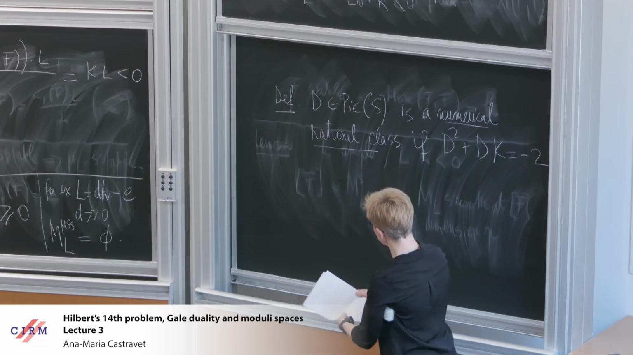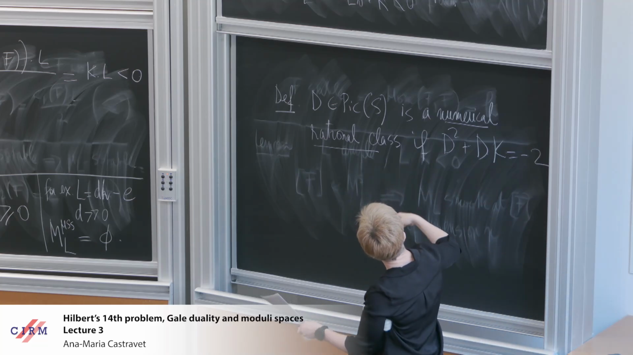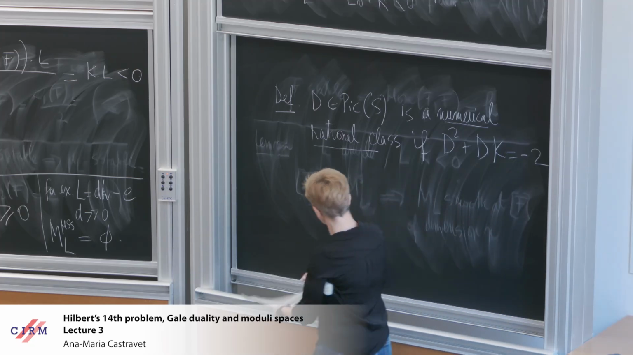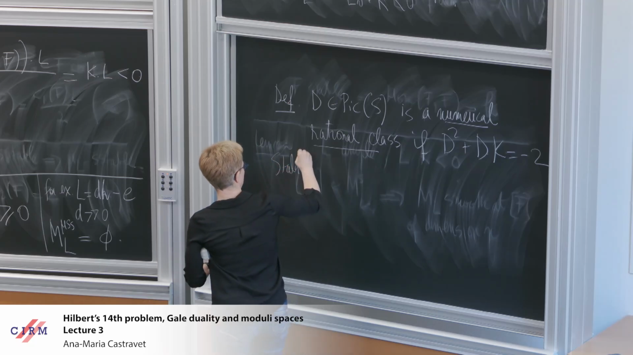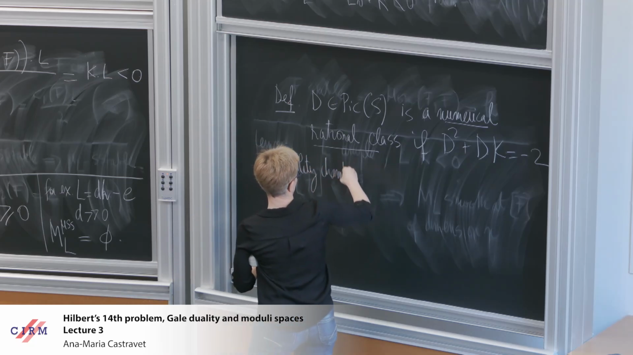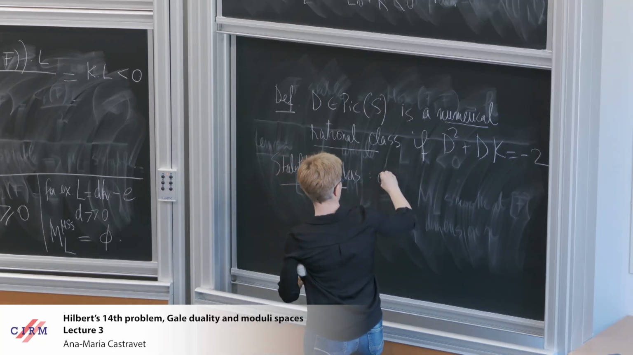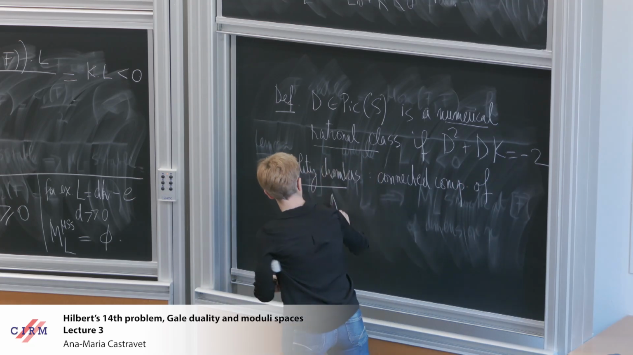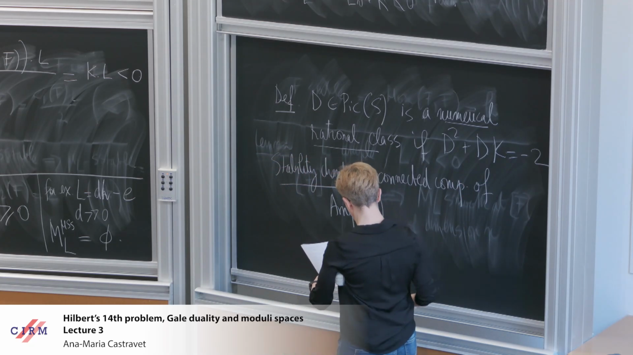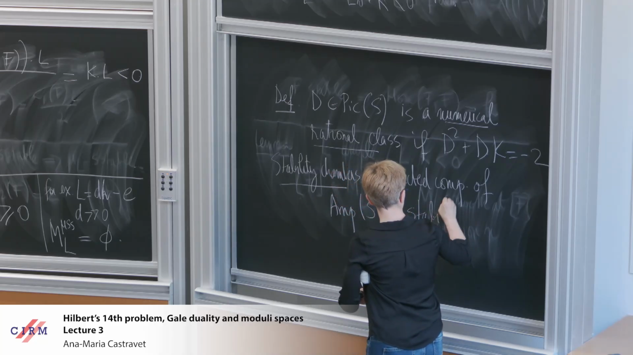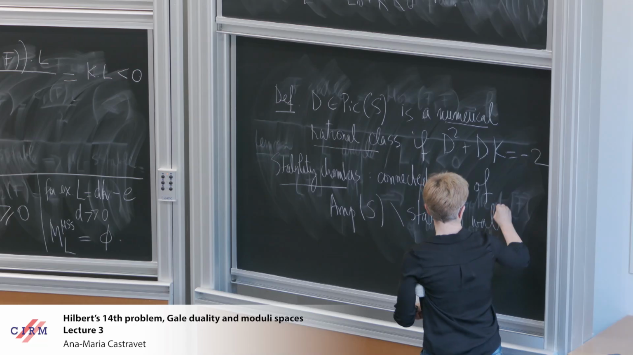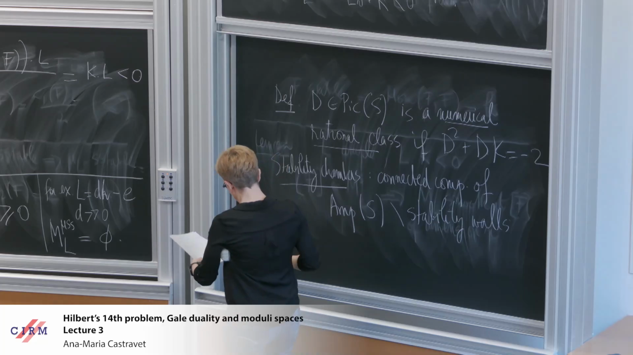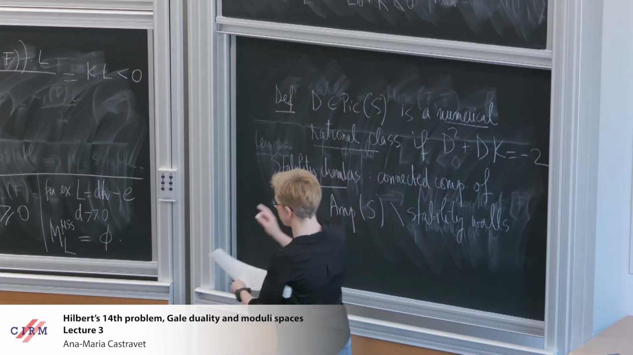So in general, you want to look at the stability. It will not change unless you cross one of these walls. So we have what are called stability chambers, which are the connected components of the complement of these hyperplanes. You look in the ample cone, or even the nef cone, and then you look at the complement of the stability walls. There are countably many of these, and the connected components are called chambers. And on a chamber, all the notions of stability coincide.